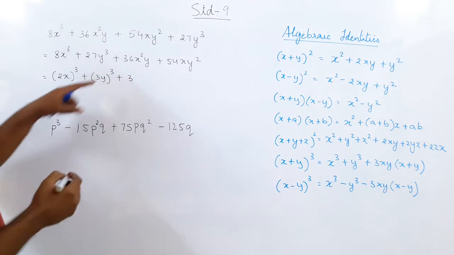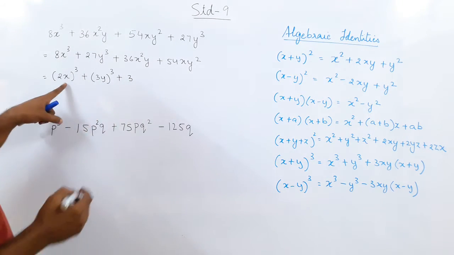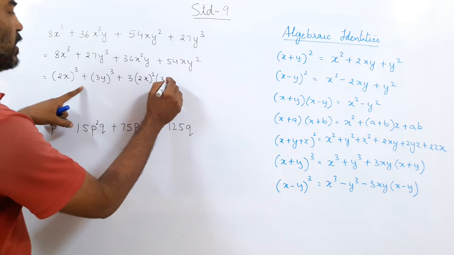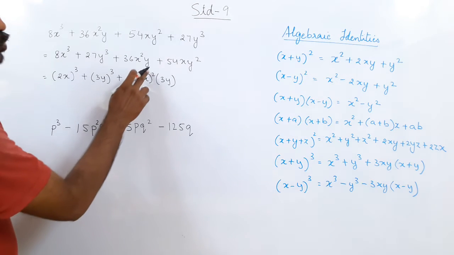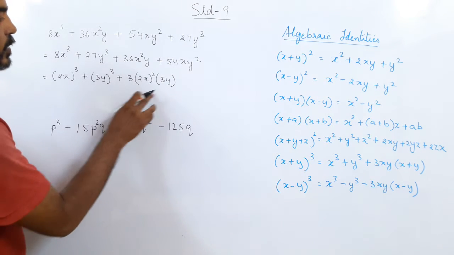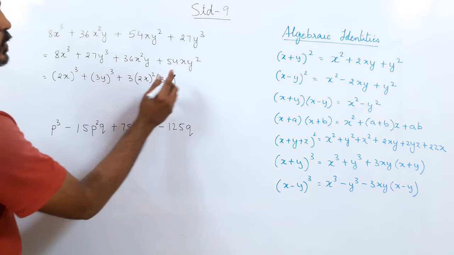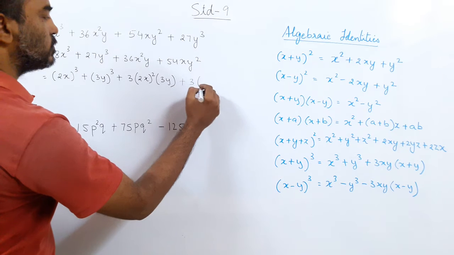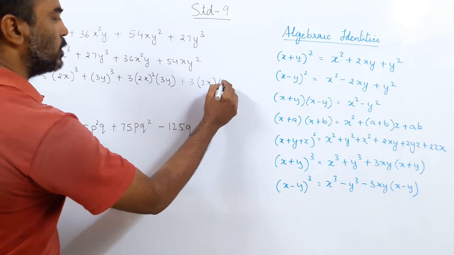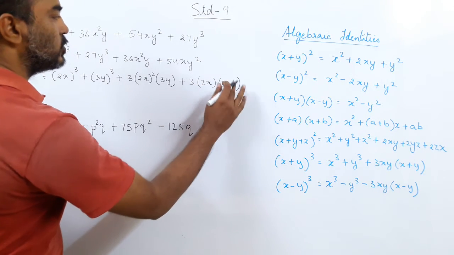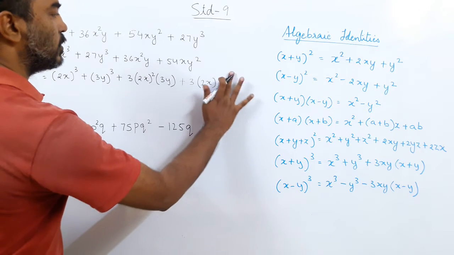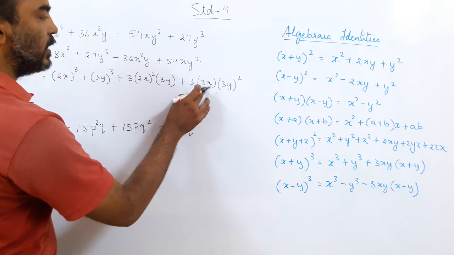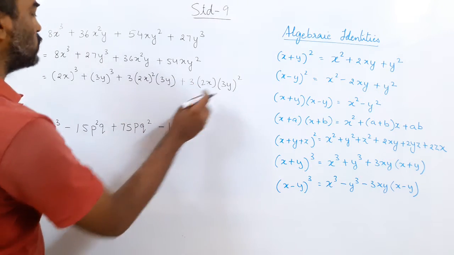Now, can you write 36 as 3 into the first term square? So (2x) square into 3y. Check this out. 2 square is 4. 4 3s are 12. 12 is 36x square y. And this will be written as what? 3 into 2x into (3y) square. So 3y the whole square. Yes, the second term square. Now check this out. 3 square is 9. 9 2s are 18. 18 3s are 54xy square.